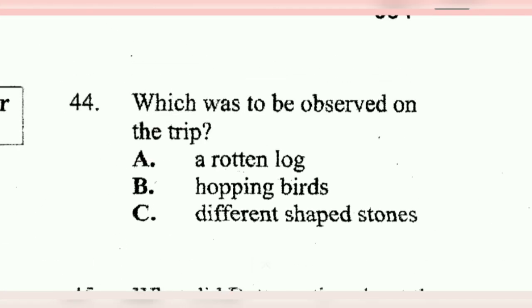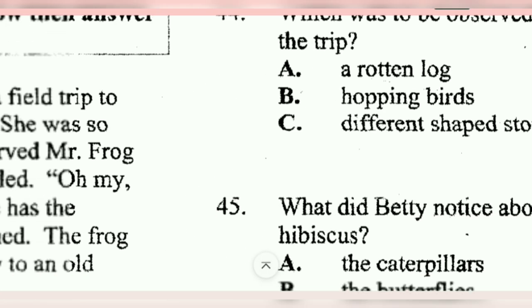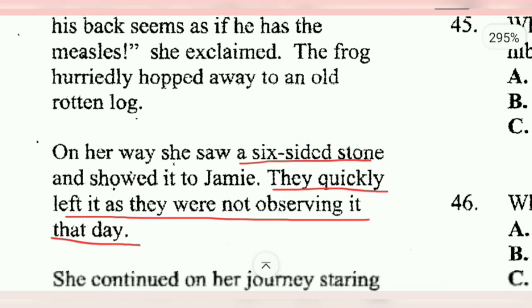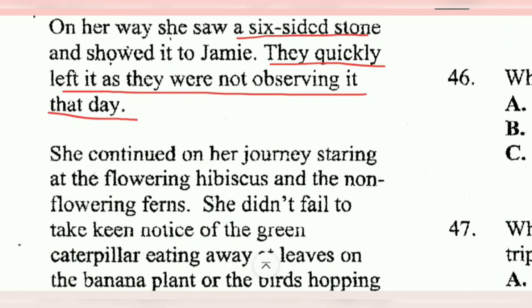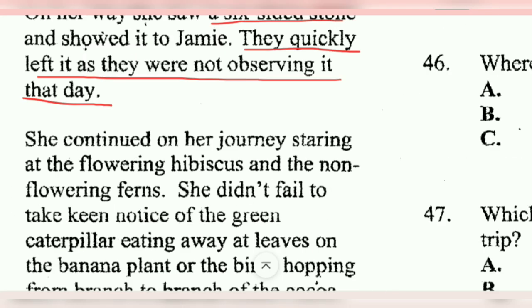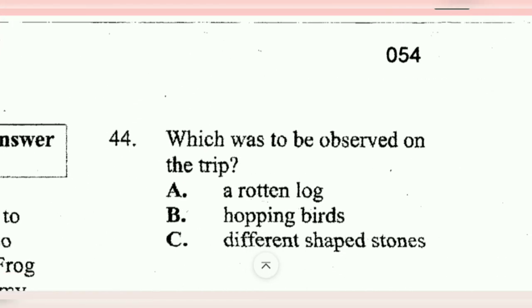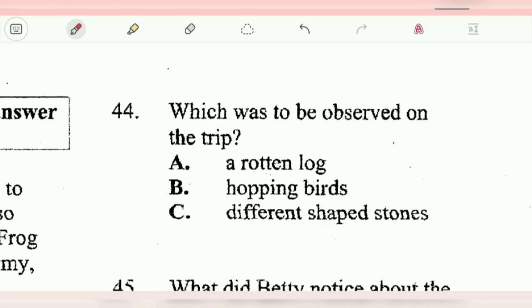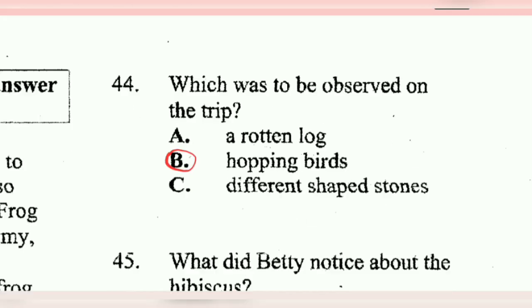Which was to be observed on the trip? A says a rotten log. B says hopping birds. And C says different shaped stone. So you go back to your passage to see what they were looking for. All right, so based on what we're seeing, they weren't looking for stones, they weren't looking for rotten log, they were more so looking at hopping birds.